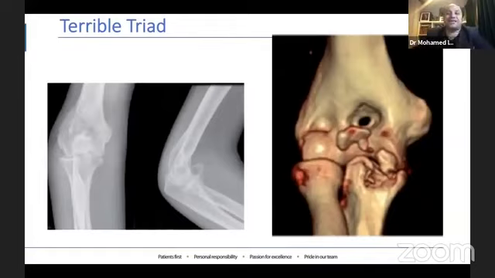These are not his scans. And then what we should do when we suspect a terrible triad injury: we have to tell the patient the gravity of the situation. The algorithm for managing Wrightington type C is well described, and the same principles apply for all terrible triad: radial head fixed or replaced, lateral ligament repaired, and deciding whether you need to reconstruct the anterolateral facet or not.